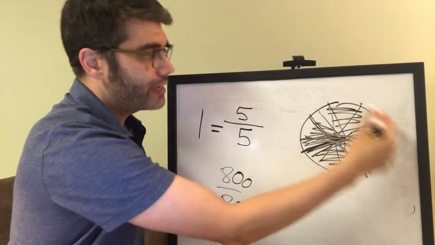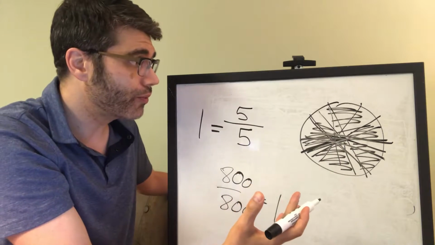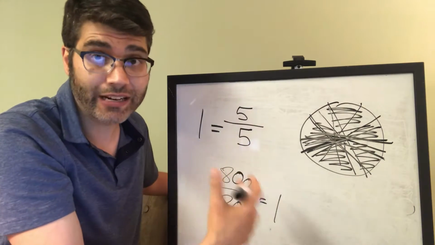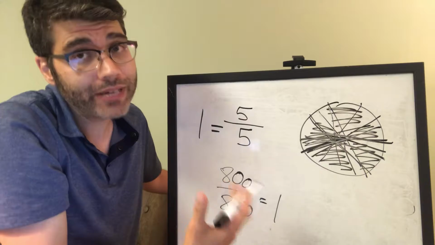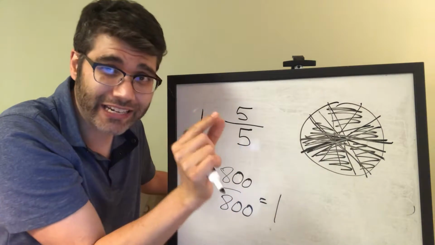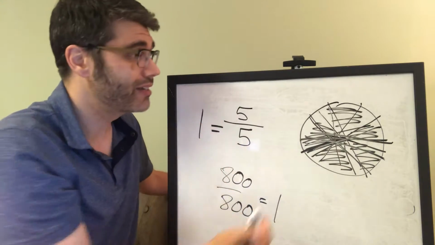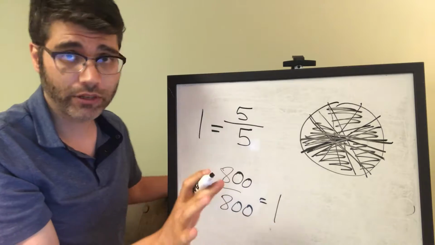And it would still be the exact same pie. I'm not eating more pizza, even though it's divided into 800 slices. The reason why I'm not eating more pizza is because each slice is that much tinier. So I'm eating 800 slices, but 800 really tiny slices. So it still comes out to 1 whole, all right?